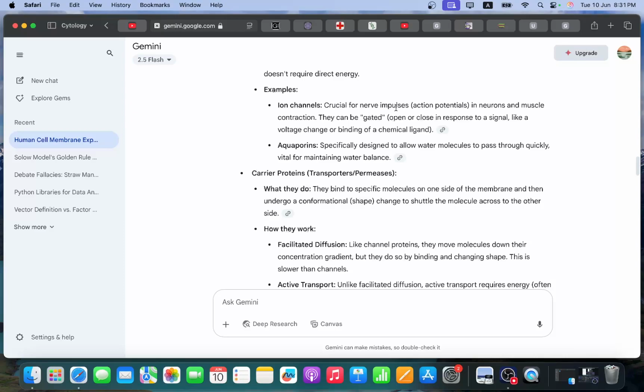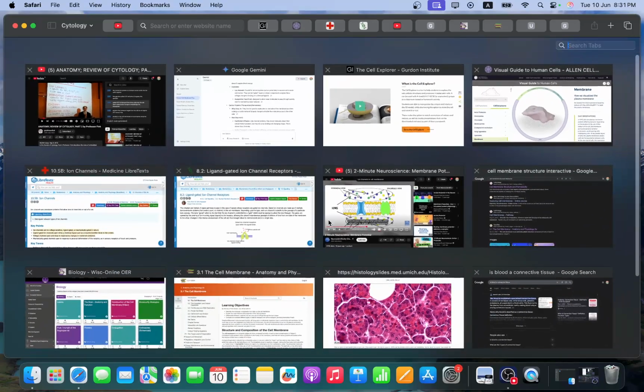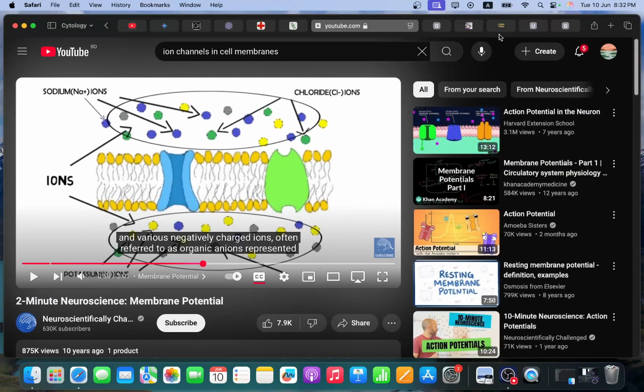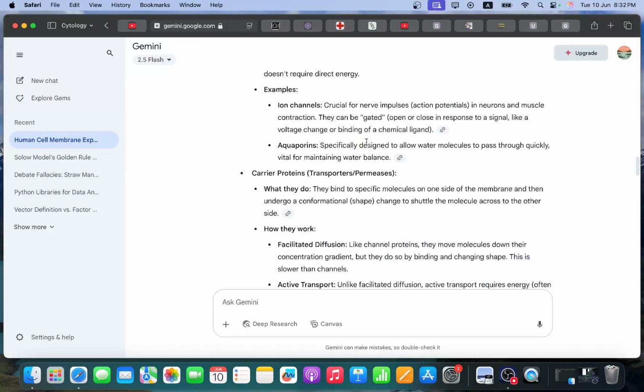Ion channels are crucial for nerve impulses, action potentials in neurons, and muscle contraction. They can be gated, open or closed in response to a signal like a voltage change or the binding of a chemical ligand. Okay, ions are going to be something that we delve into. So, neuroscience, membrane potential. These are things that we can look into. I think the next portion of this series is just going to be focusing on that, right? It has to be.